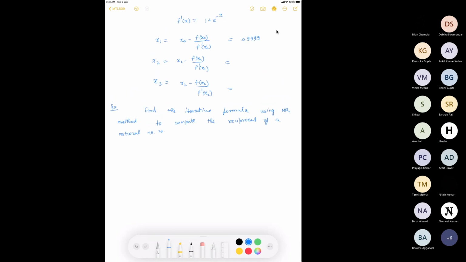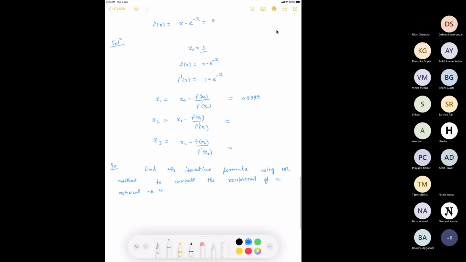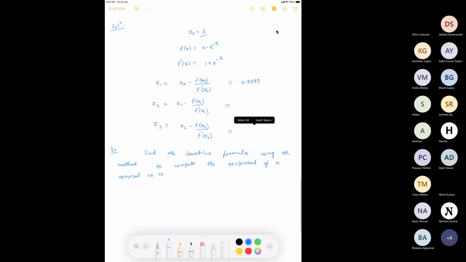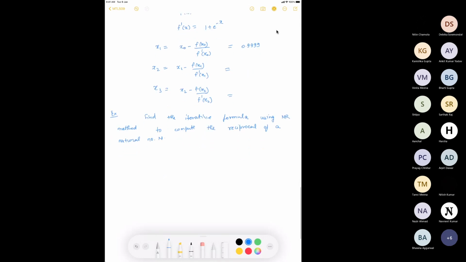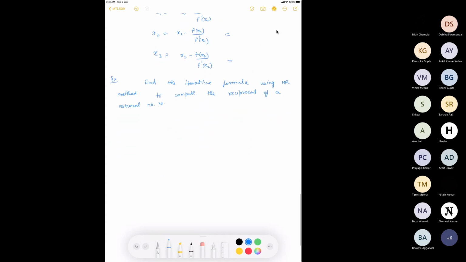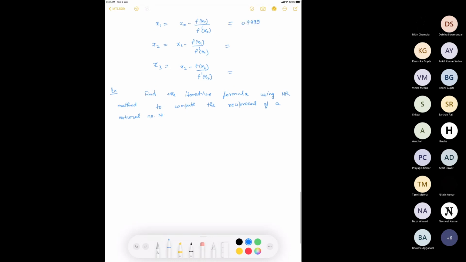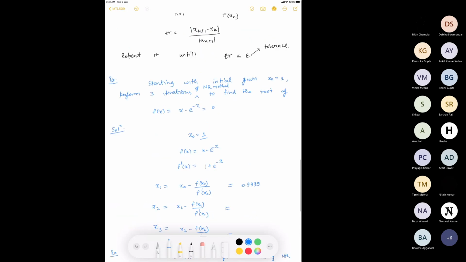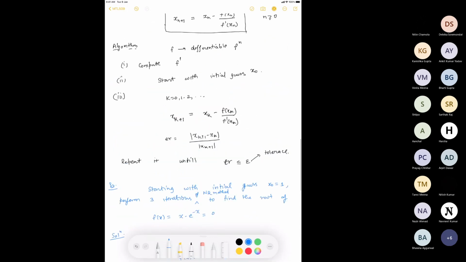Is the question clear? And is the algorithm clear? Yes, ma'am. Okay. Ma'am, can the NR method be used for decreasing functions or for all functions? Yes, ma'am.